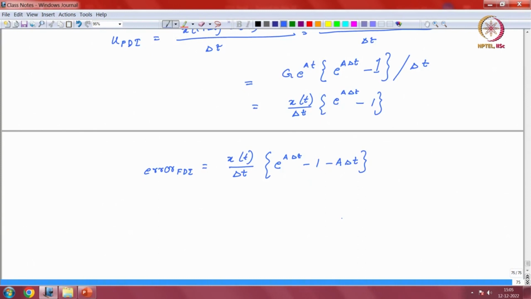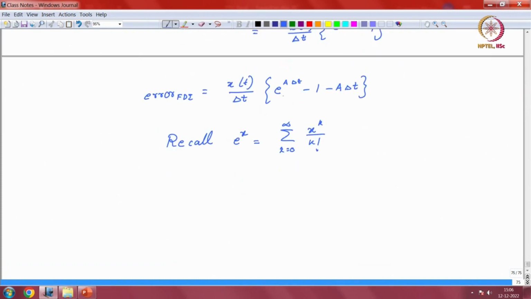expressions that we have already obtained, and now recall that e to the power x is nothing but equal to summation, let's say some dummy variable k, which goes from 0 to infinity, x to the power k by k factorial, right? So we know how to evaluate e to the power a delta t, and the first term for this is going to be 1, the second term is going to be a delta t.